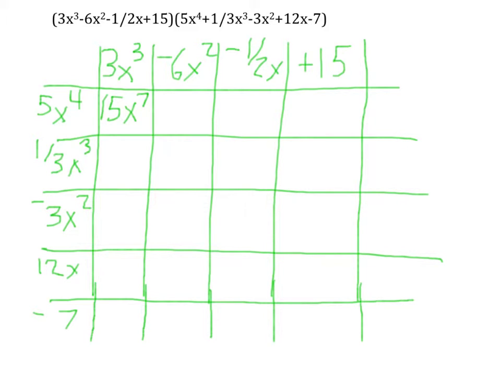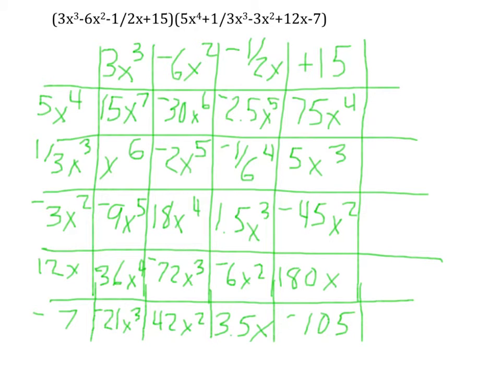and then you're going to multiply 5x to the fourth times negative 6x squared, which will give you negative 30x to the sixth, and then you are going to multiply negative 1/2 x times 5x to the fourth, and basically multiplying by a half would be dividing by 2, so you're going to get negative 2.5x to the fifth, and then finally multiplying 5x to the fourth times 15, you get 75x to the fourth.